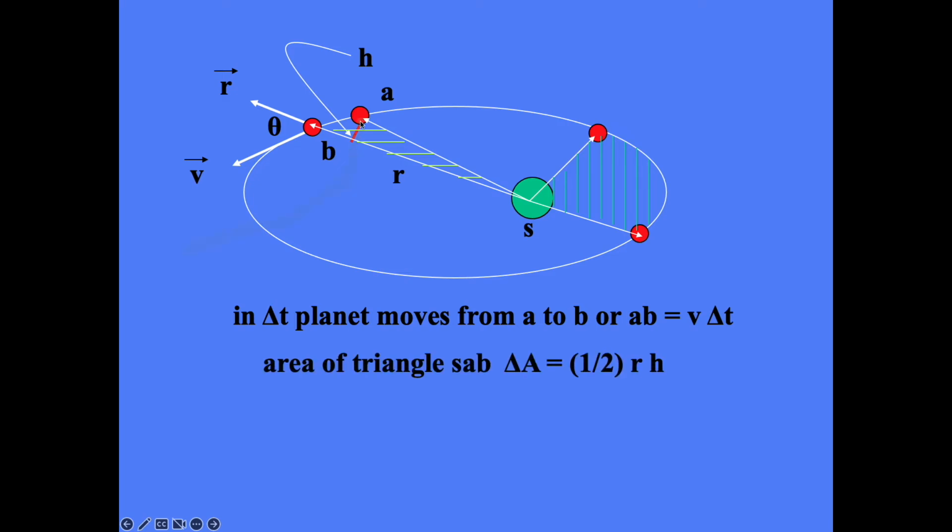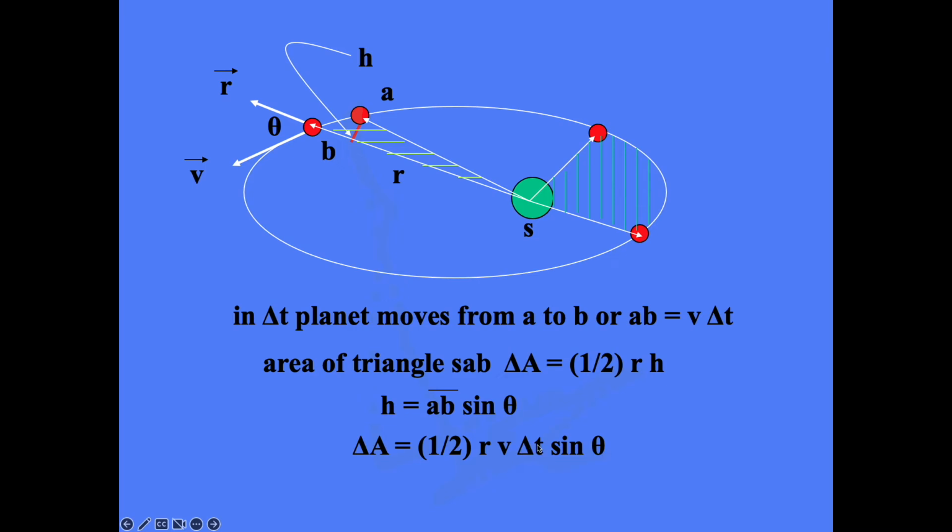So this height is going to be AB sine of theta, and the area of this triangle is basically half the base times the height. The base's length is r, the height is h, but h is AB sine of theta. But AB is V delta t. So we can write the area swept out in the time delta t as 1/2 r times V delta t times the sine of theta.